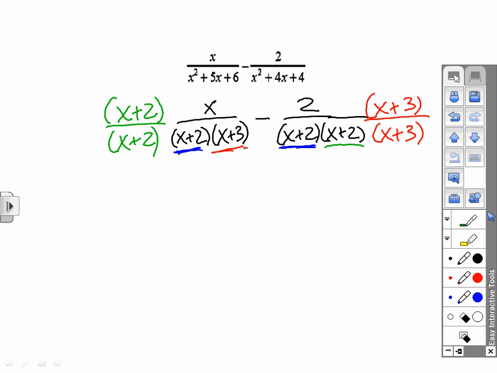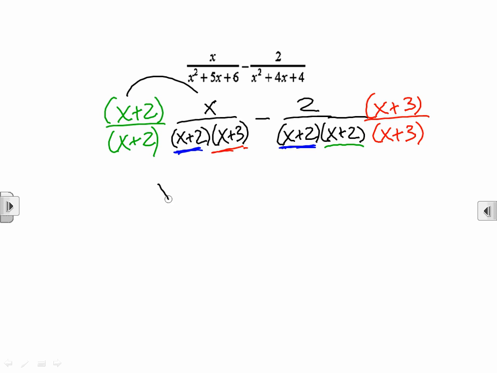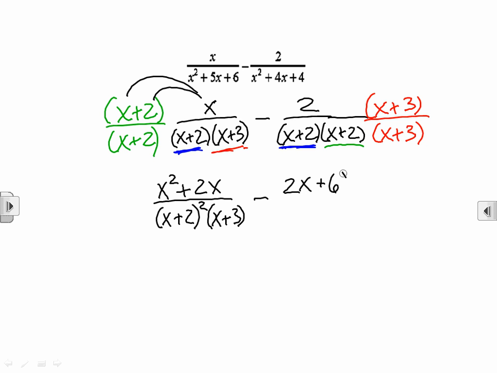And this one is a lot nicer for me to simplify because I don't need to use the box. I just need to distribute. So x times x would be x squared. X times 2 would be 2x. I'm just going to write it as x plus 2 squared to save time. Minus, distribute your 2. 2x plus 6. Don't forget you need the parentheses around that numerator.